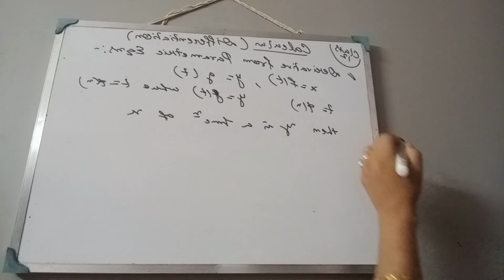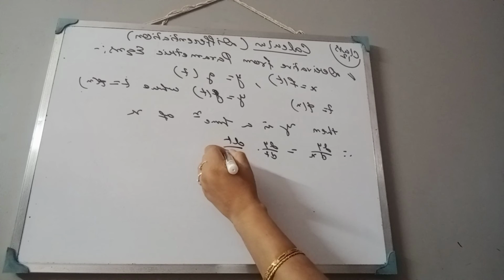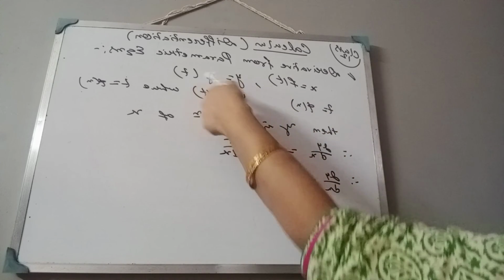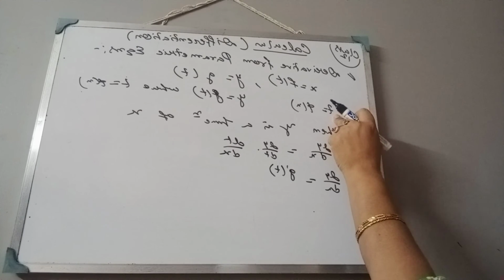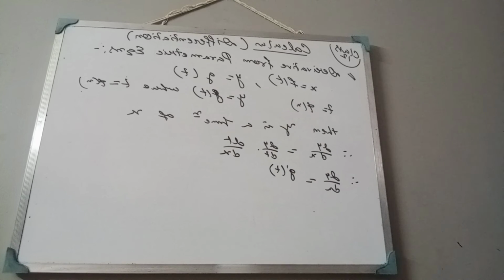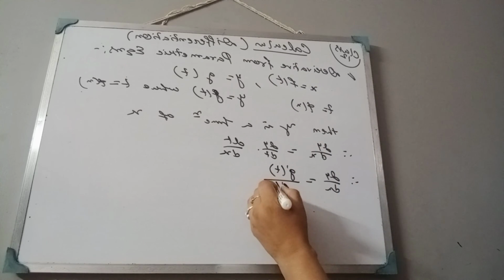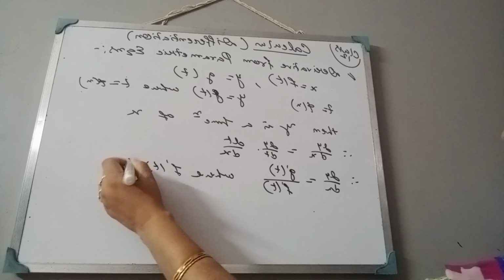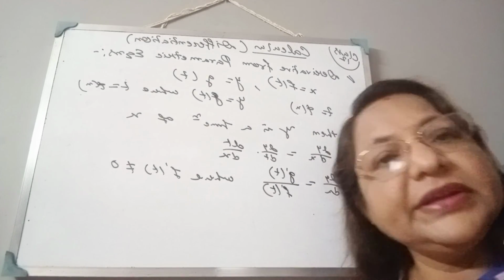Therefore, dy/dx is equal to dy/dt into dt/dx. Dy/dt means g dash t, into dt/dx. Dt/dx can be written as 1 by dx/dt, and dx/dt means f dash t. So dy/dx is g dash t by f dash t, where obviously f dash t is not equal to 0. This is the derivative of parametric equations. Here the parameter is t. T is the parameter.